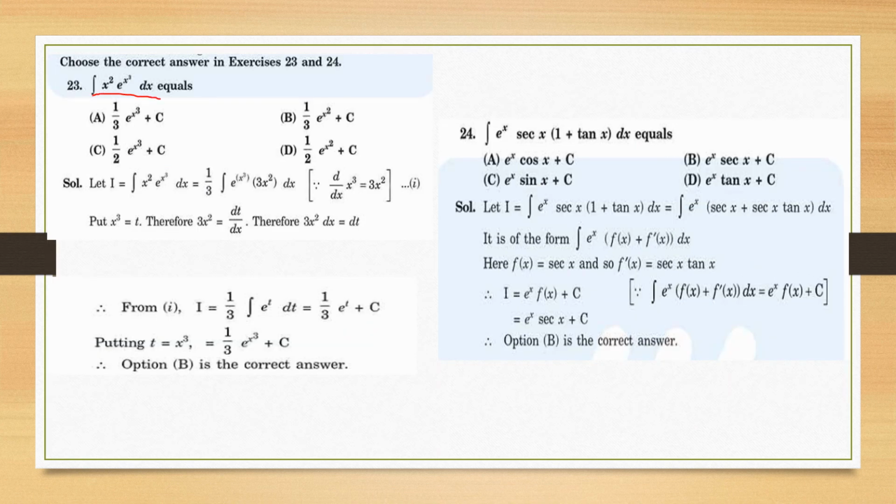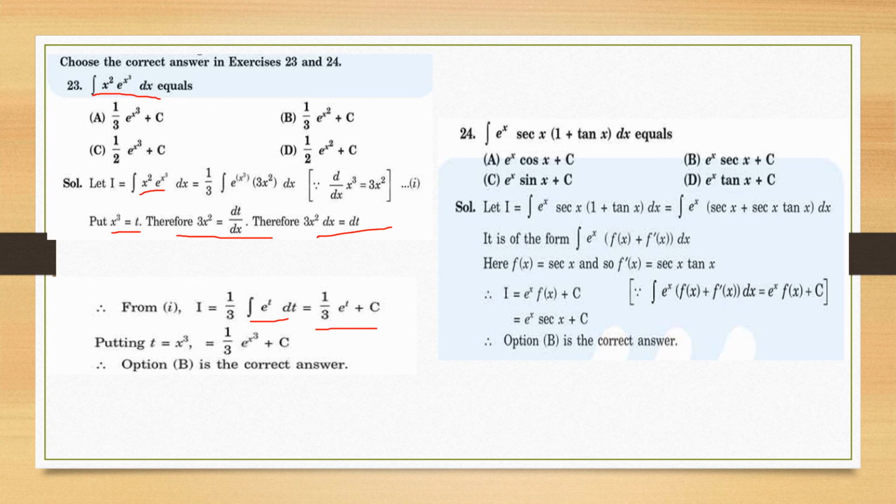Here a little bit of substitution is required, as this question is not that simple, meaning it is not where you should go directly for integration by parts. So better to put x cube as t, so that 3x square dx is dt. So the question changes to I is equal to 1 by 3 times the integral of e raised to power t dt. So it becomes 1 by 3 e raised to power t plus c.